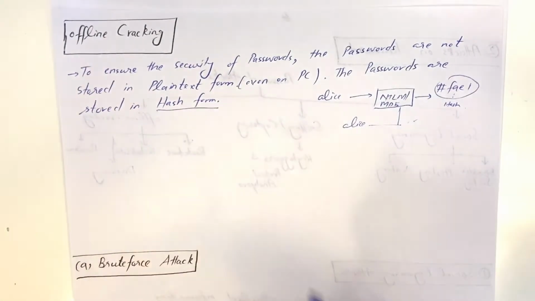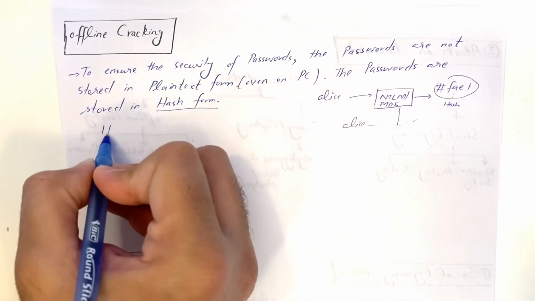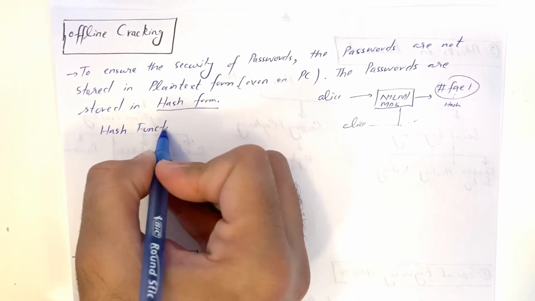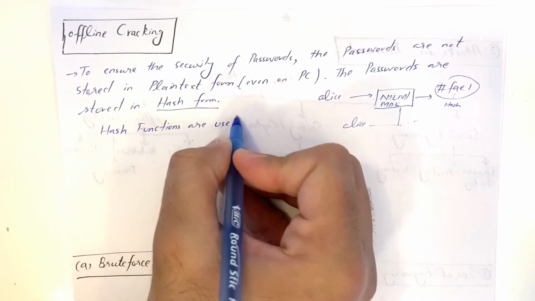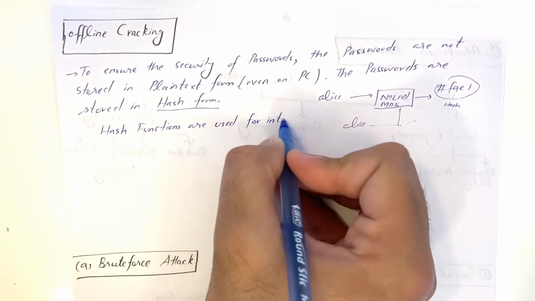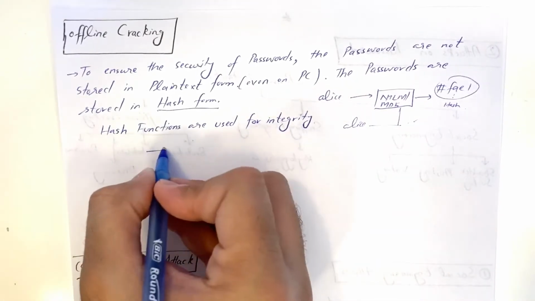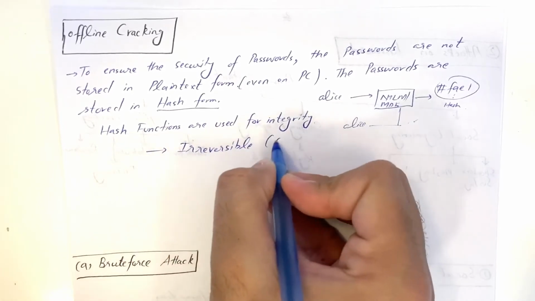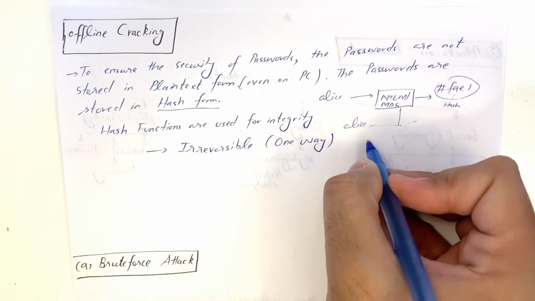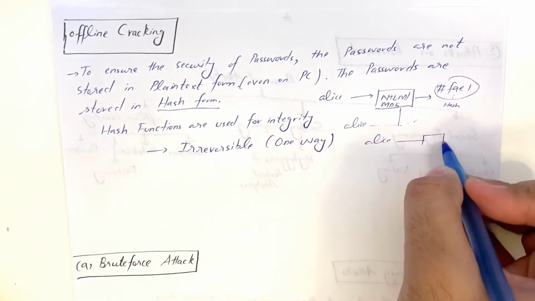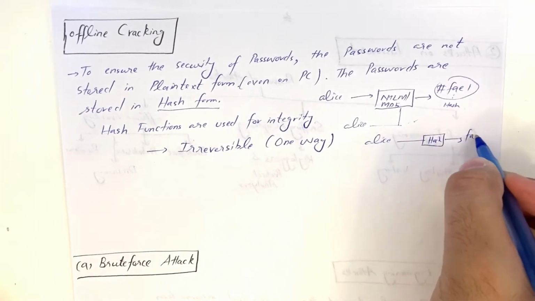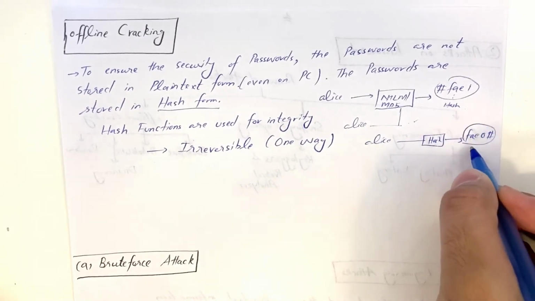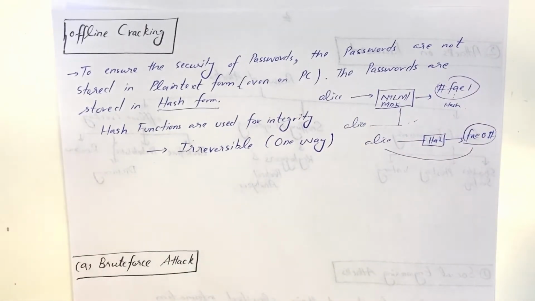So what is the beauty of hash functions? First of all, please remember hash functions are used for integrity, not for confidentiality. Why? Because hash functions are irreversible, like a one-way function. One-way means, let's say this is Alice. If you calculate the hash value of Alice, let's say FAE0, something like that, then if anybody knows this value, they cannot actually get Alice back. It is theoretically impossible to crack or reverse it. You can only go in one direction.